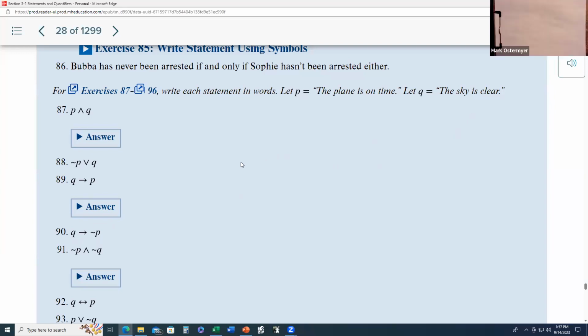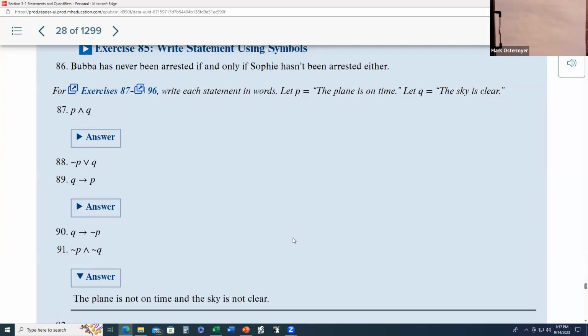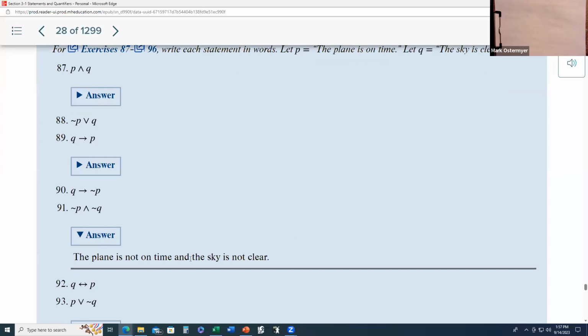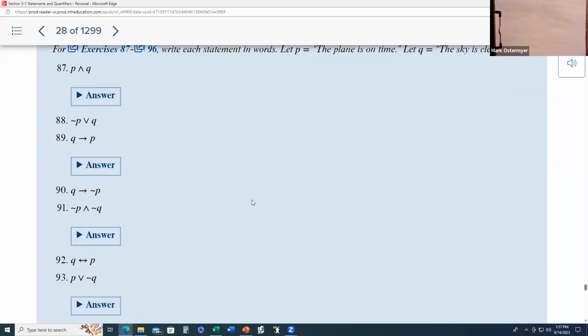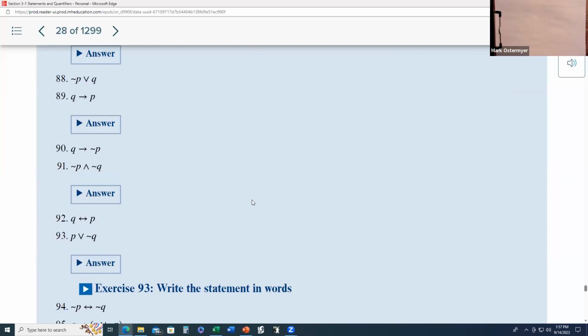Number 91. How would you word this one? The plane is not on time and the sky is not clear. That's correct. The plane is not on time and the sky is not clear. That's how you word it there. You got and.